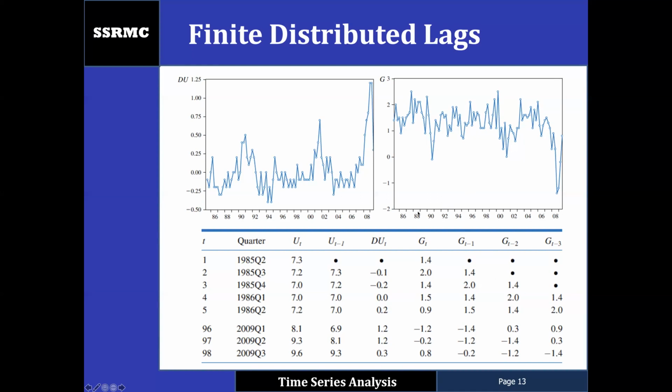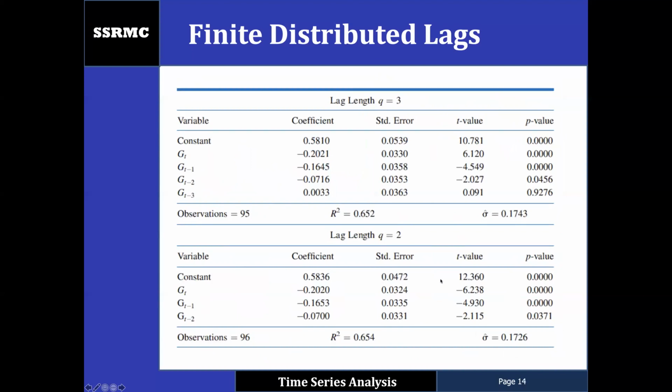And on this slide, those are the regression outputs for 2 finite distributed lag models. The first one, the lag length is 3, so we lose 3 observations. This is why we have 95 as the number of observations. And the coefficient estimates are given here, and we also have the p-values. You may notice that the last lag term is not significant. R-square is reasonable, okay?